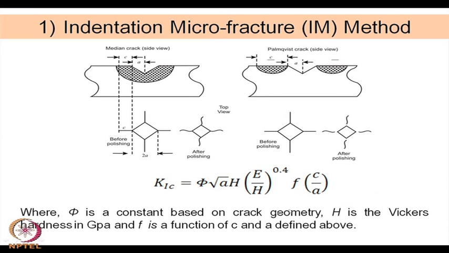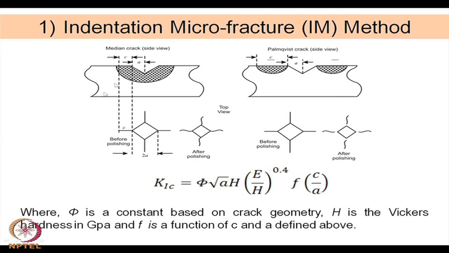This is the cross section, and this is the formula which we have to use by measuring the value of C, and then finding out the value of H, the Vickers hardness, and A and C. Phi is a constant based on the crack geometry, H is the Vickers hardness in GPa, and f is a function of c and a defined above.